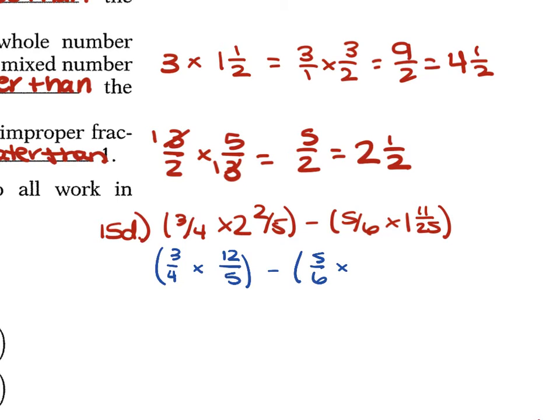The 1 times 25 is 25, plus 11 is 36 over 25. So we're going to simplify first before we multiply. With the 3 fourths and the 12 fifths, the 4 becomes a 1, the 12 becomes a 3, so that's 9 over 5. With the 5 sixths times 36 over 25, the 6 becomes a 1, the 36 becomes 6, the 5 becomes a 1, the 25 becomes 5. So that's 6 over 5. So we now have 9 minus 6 all over 5. So that's 3 over 5.